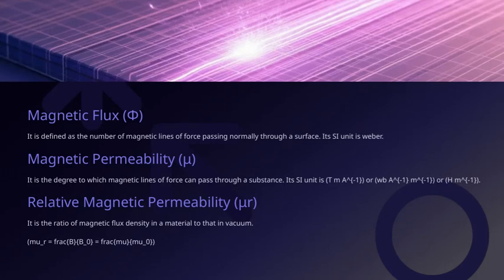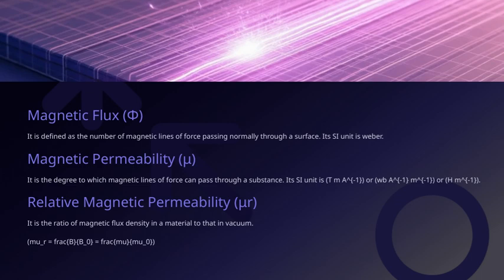Let's take a closer look at the concept of μr, which is the ratio of magnetic flux density in a material to that in vacuum. It's expressed as B divided by B0, or equivalently, mu over mu0. This ratio essentially tells us how much a material enhances or diminishes the magnetic field compared to free space.